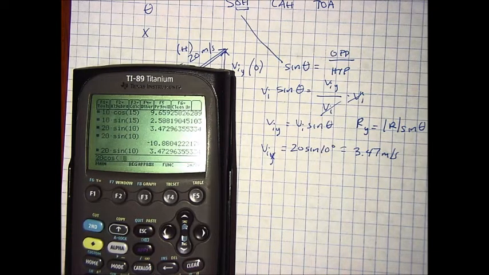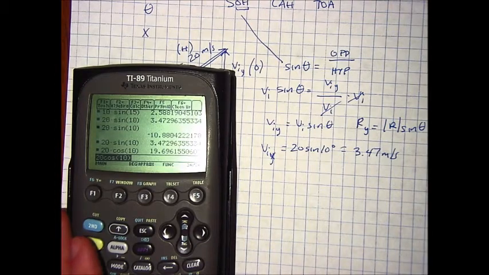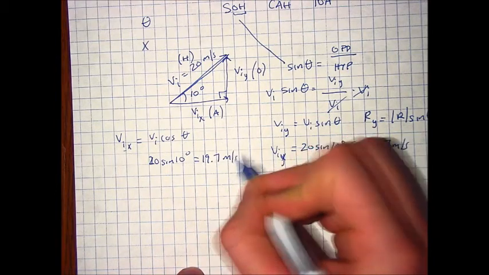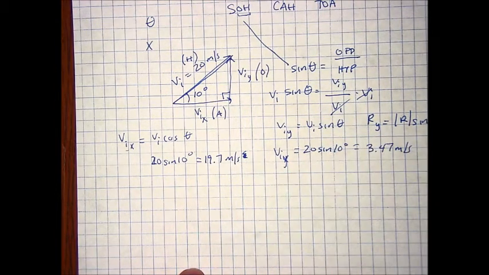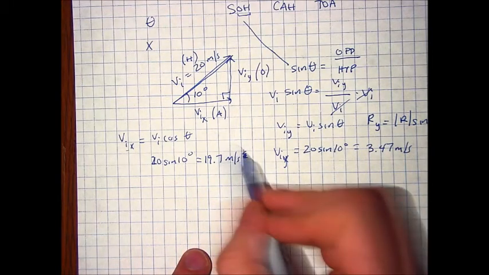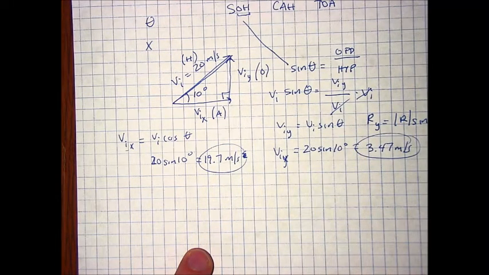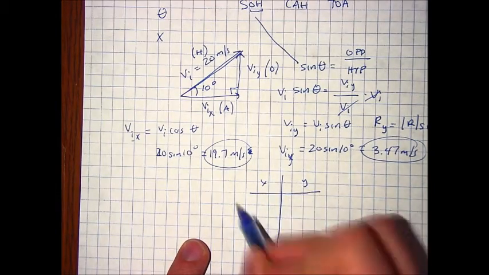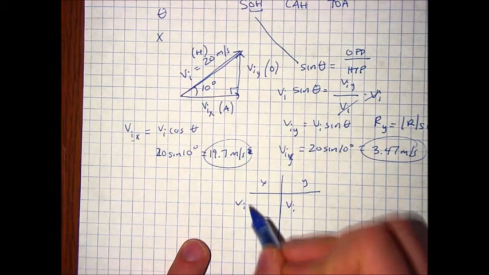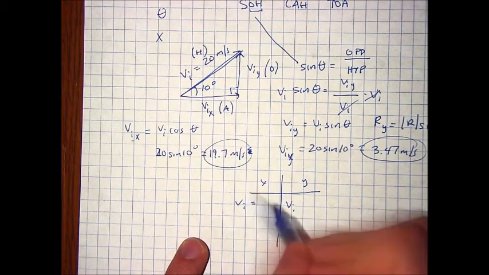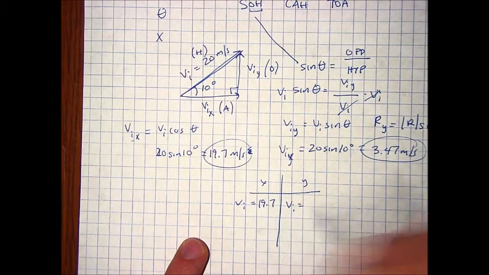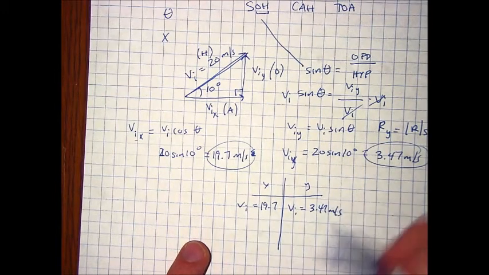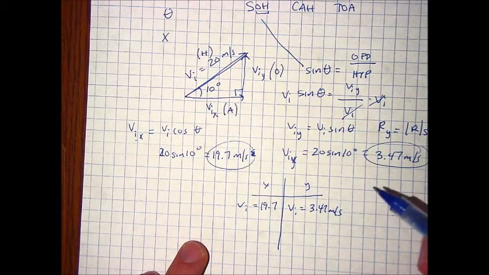Whoops. There we go. And you get 19.7, we'll say. So 19.7 meters per second. Oops, I put squared. It's not supposed to be squared. All right, so this is your X component. This is your Y component. And when you plug it into this guy with the X and the Y, your V initials, this is going to be the X one, which is 19.7. This is going to be the Y, which is 3.47. All right, and then from there we would proceed as normal with our projectile problems.